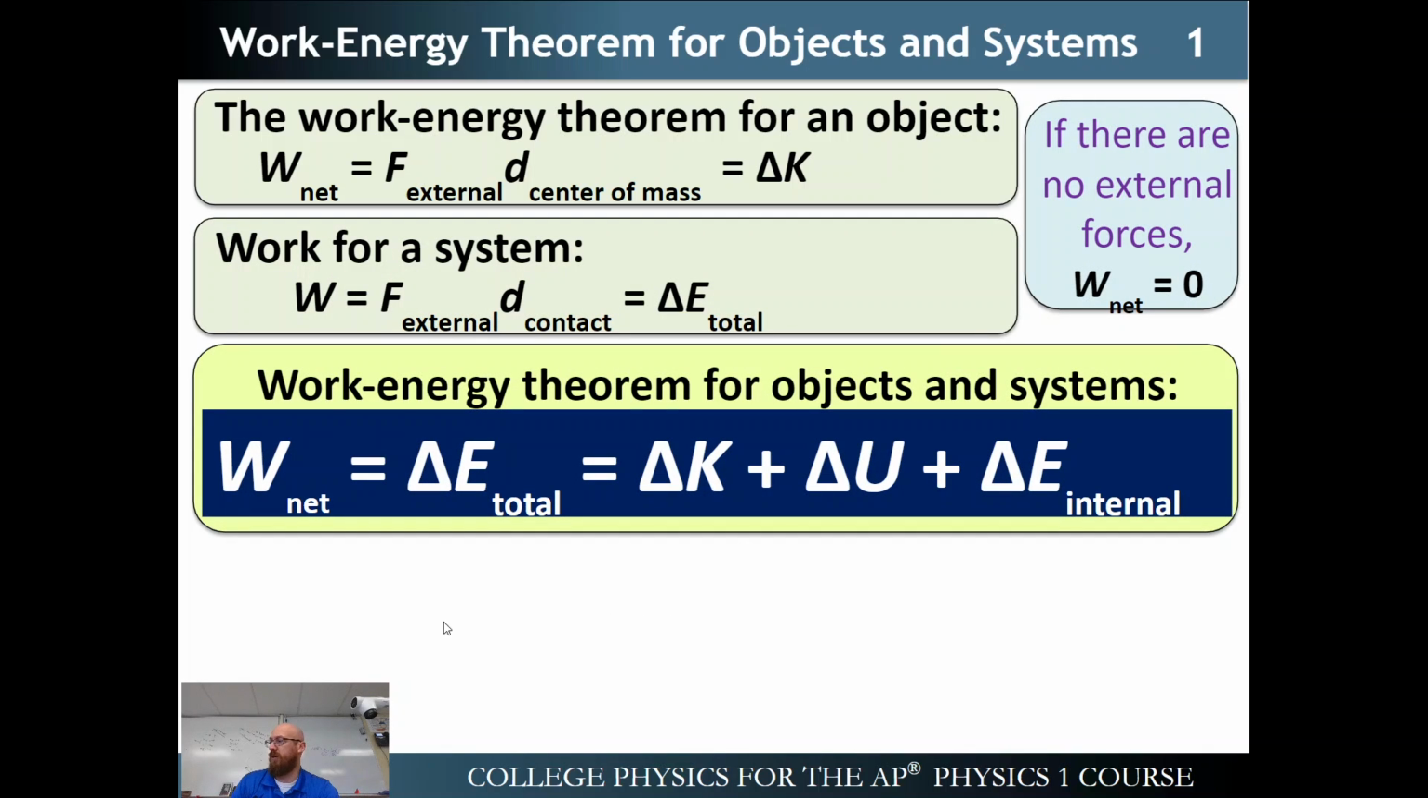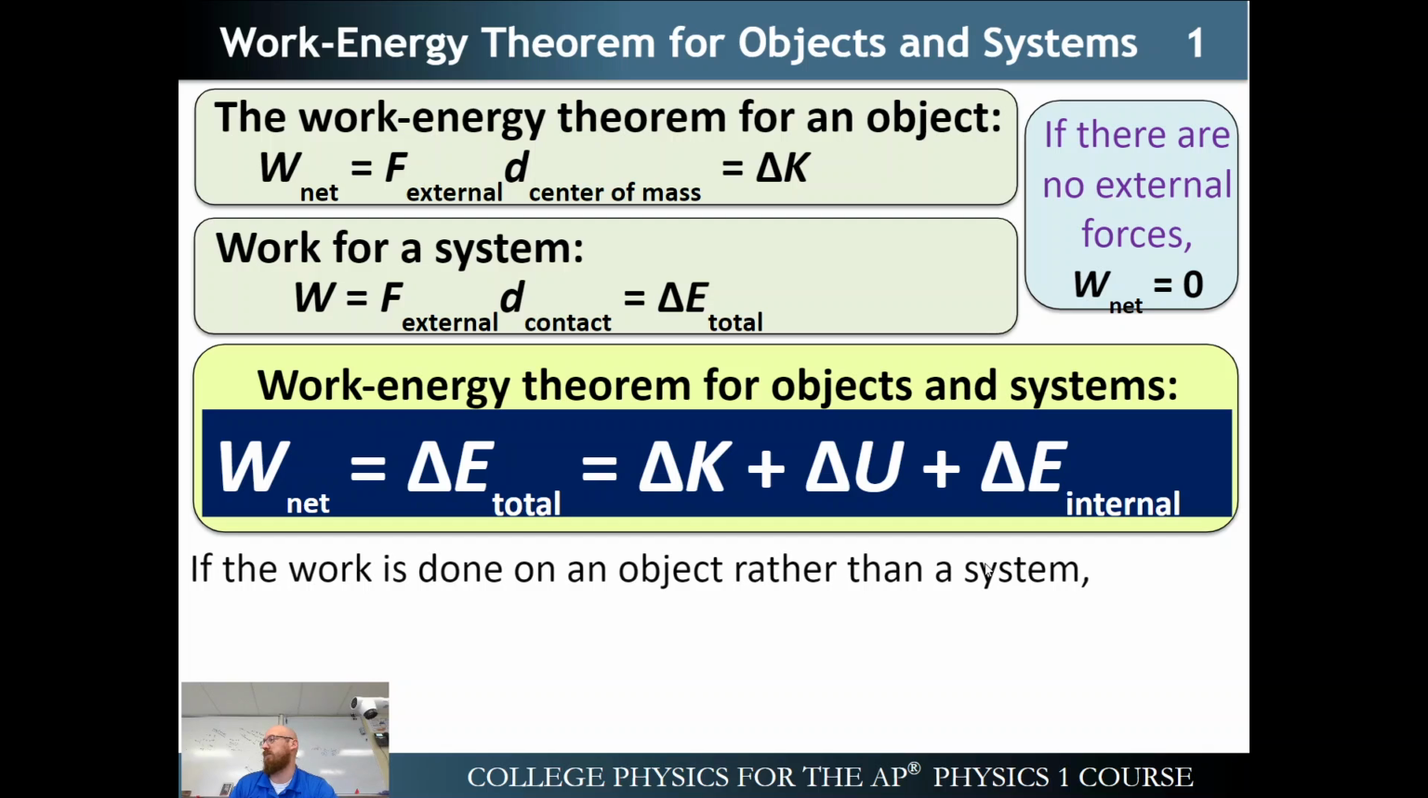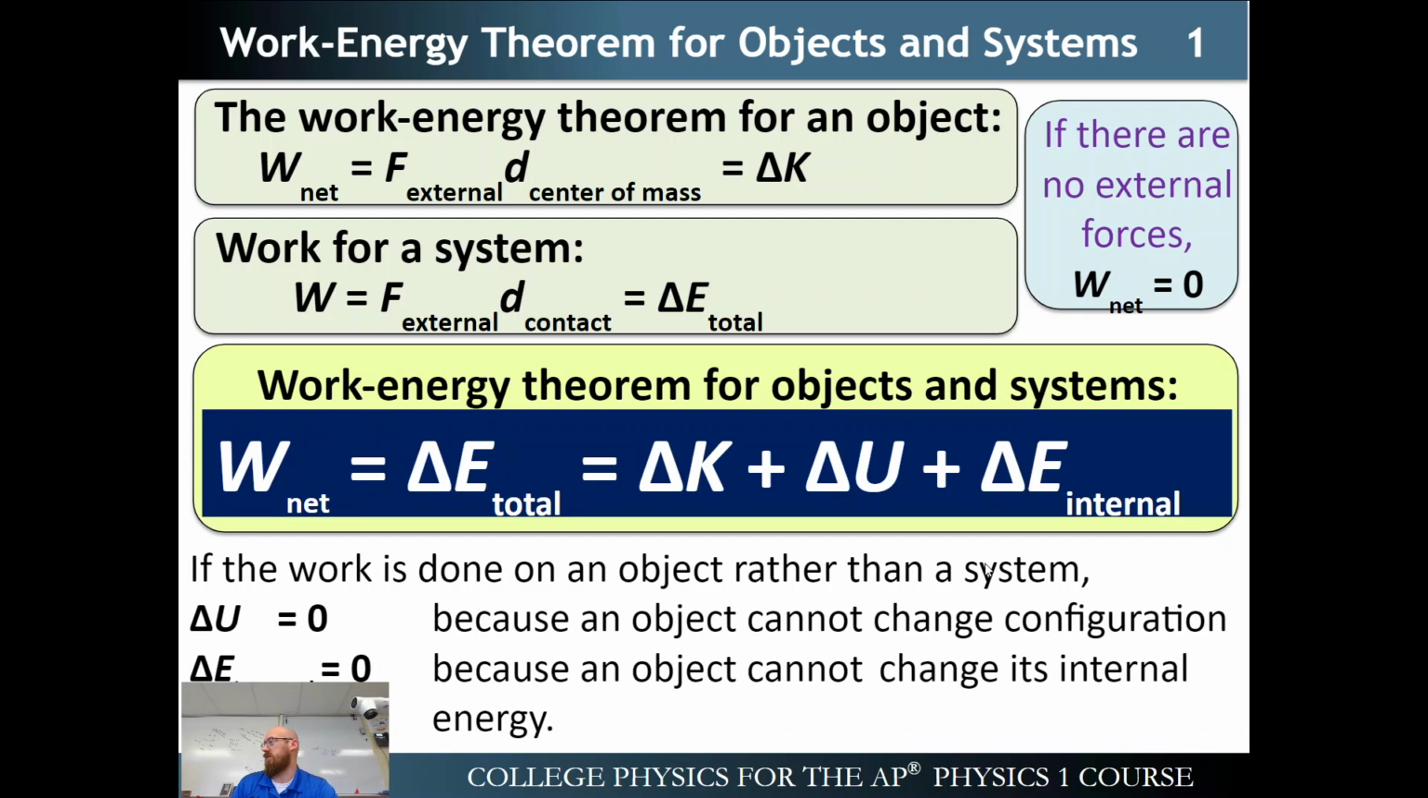Here's your long drawn out equation. Your work net is your change in energy, which includes kinetic energy, potential energy, and any internal energy. And that should make sense, because if you start in the middle, my total energy is made up of my movement, my stored energy, and my internal energy. And again, my internal energy could be just the arrangement of my atoms. All right.